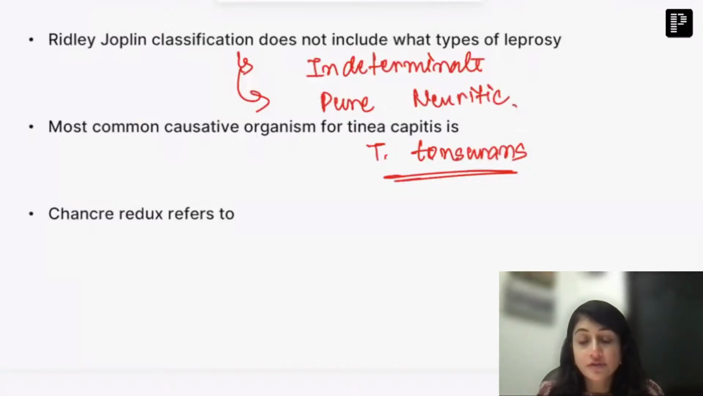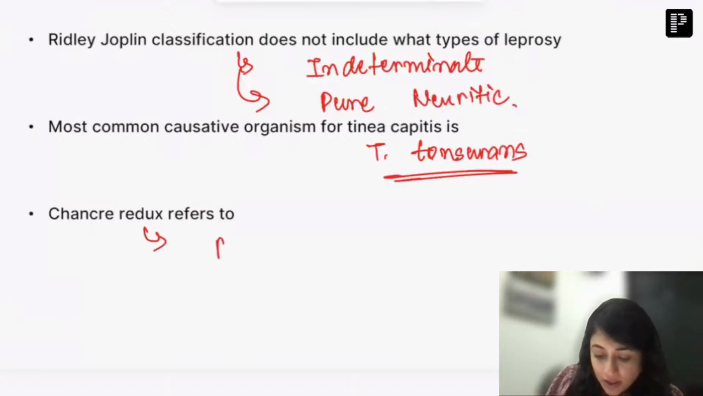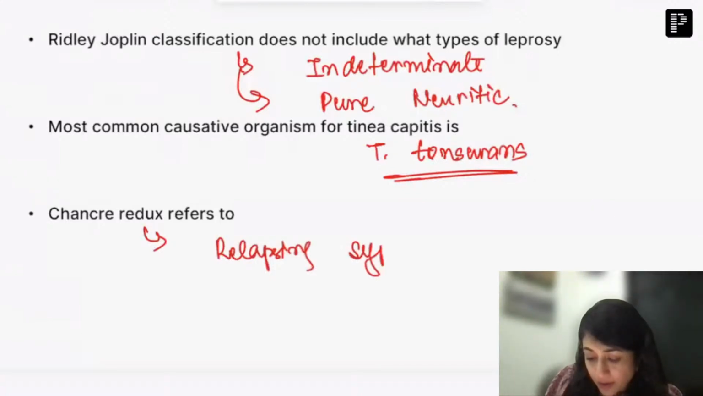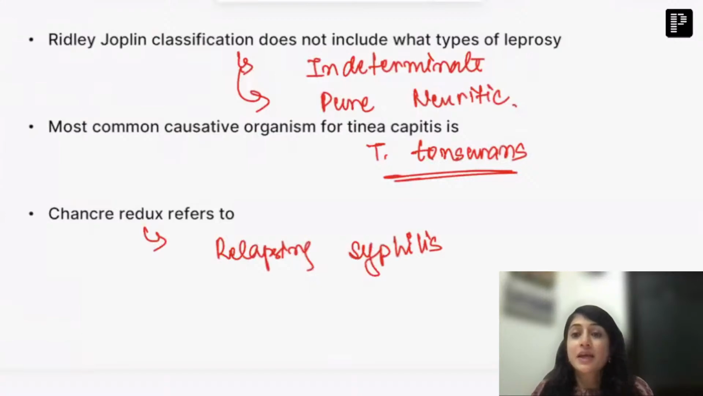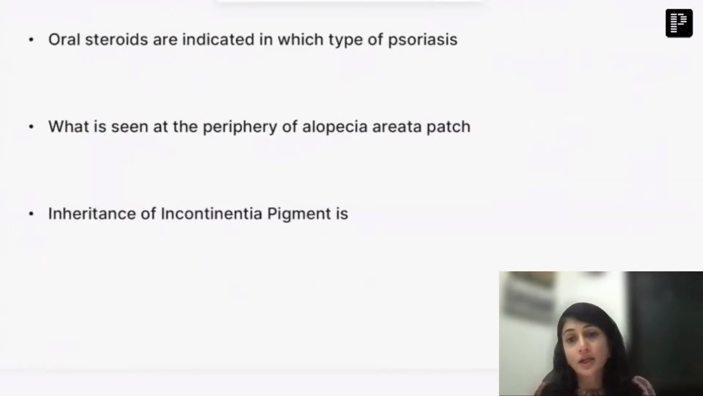Chancre redux refers to, you see it in which stage of syphilis? So this is seen in relapsing syphilis, and it refers to occurrence of lesion of relapsing syphilis at the site of chancre, right? So chancre redux is when you see a lesion of relapsing syphilis on the site of chancre. Pseudo chancre redux is something that is seen in tertiary syphilis. It is gumma occurring at the site of chancre.